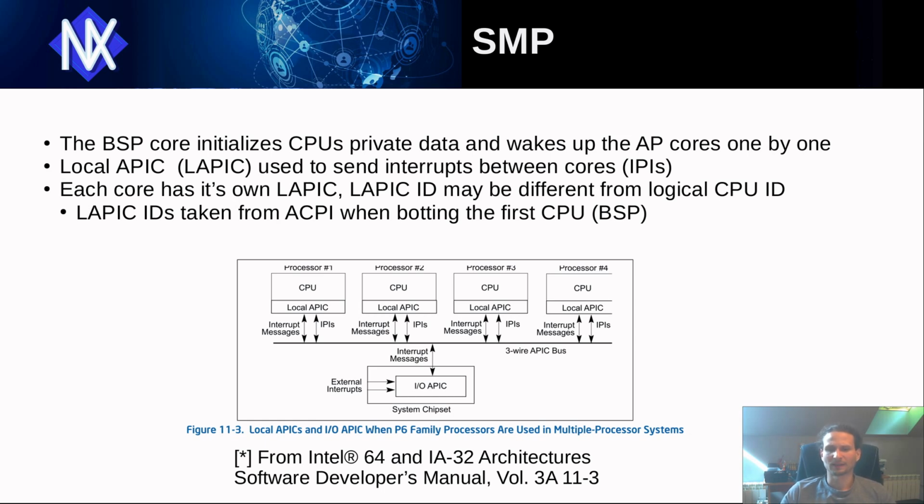This is where we need the previously mentioned ACPI. The BSP reads the local APIC ID value for a given core from the ACPI table and creates a map connecting the local APIC ID with the logical CPU ID.